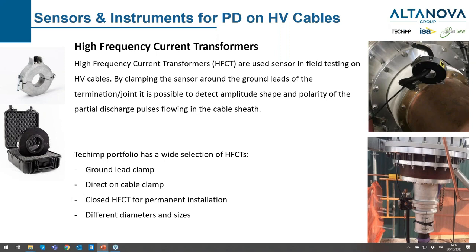We can install this HFCT on the grounding leads of the high voltage cable accessories, so cable and termination. We also have bigger sizes to clamp such a sensor directly around the high voltage cable. We have a series of closed HFCTs. Those are used for permanent installation. And in any case, we have a wide selection of diameters and sizes for different utilizations.